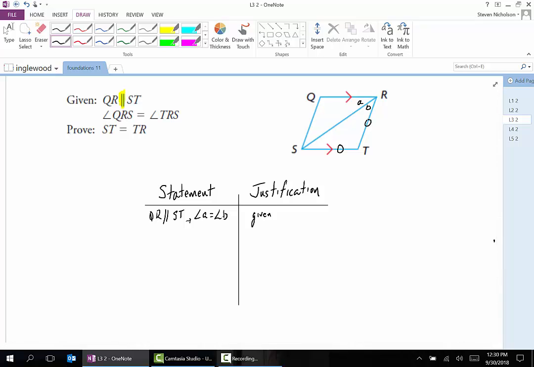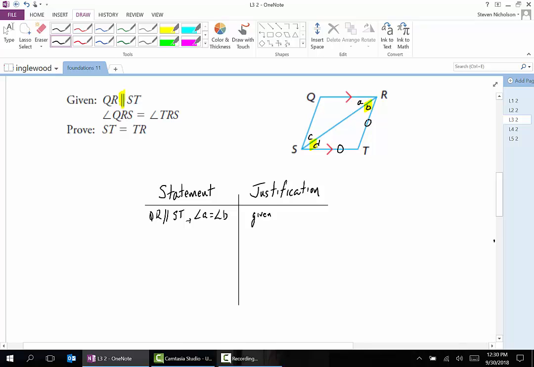Now, in order to show that sides ST and RT are equal, what I want you to notice is that by showing they are equal, we say it's an isosceles triangle. Isosceles triangles are triangles with two equal sides and base angles equal to the same. So if I could show that this little angle here and this little angle were the same, then I can say that the two sides are the same. That's what I'm going to try to do. So I'm going to label this little c and this little d.